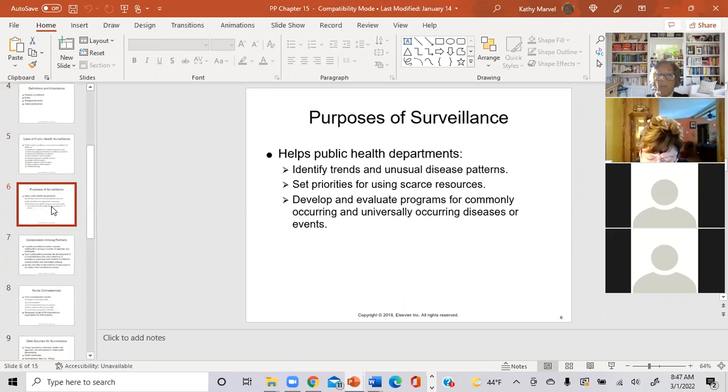What are the purposes of surveillance? Identify trends and unusual disease patterns, set priorities for utilizing resources which may be very scarce. Right? Develop and evaluate programs for commonly occurring and universally occurring diseases and events. Think about what we've done with COVID over the last 2 years. Development of programs, develop and evaluate programs over the last 2 years for COVID.